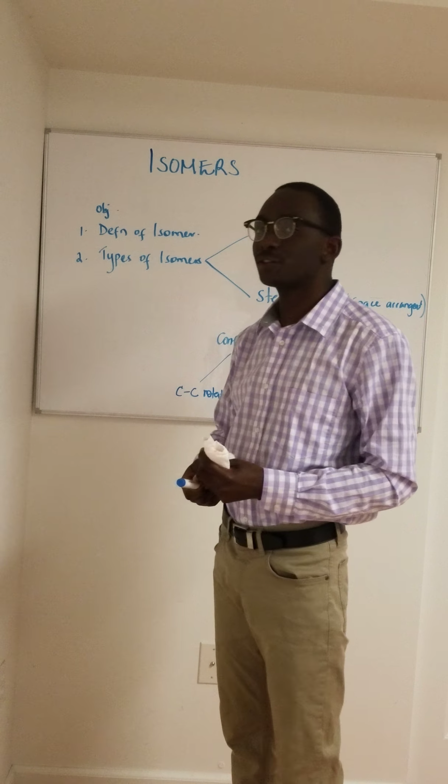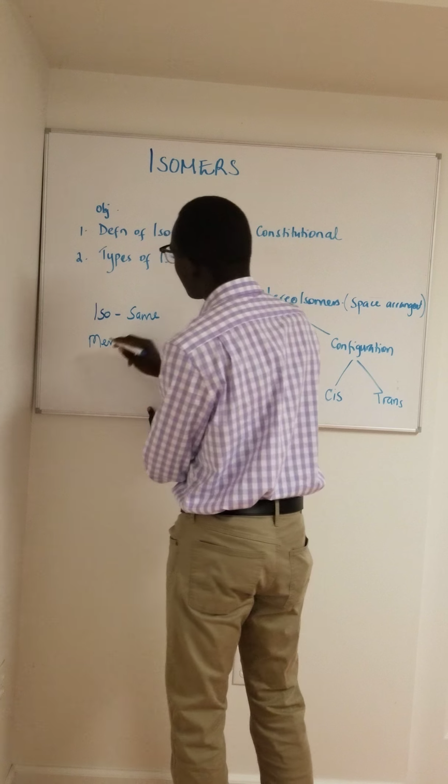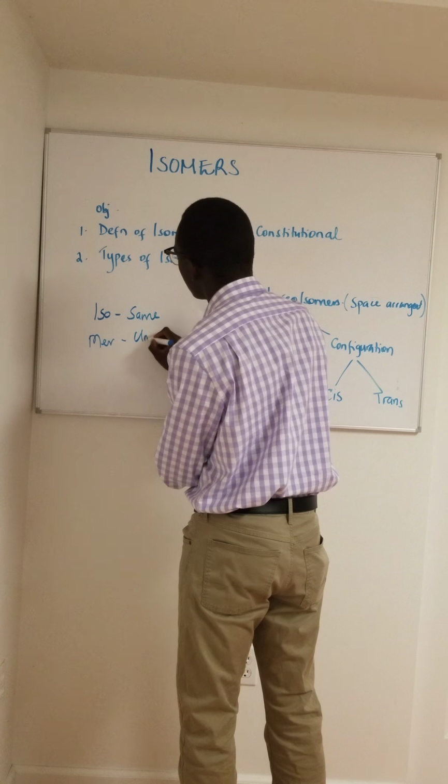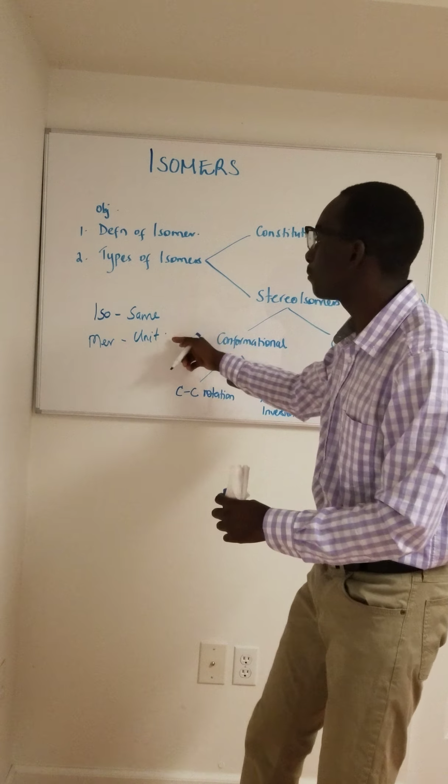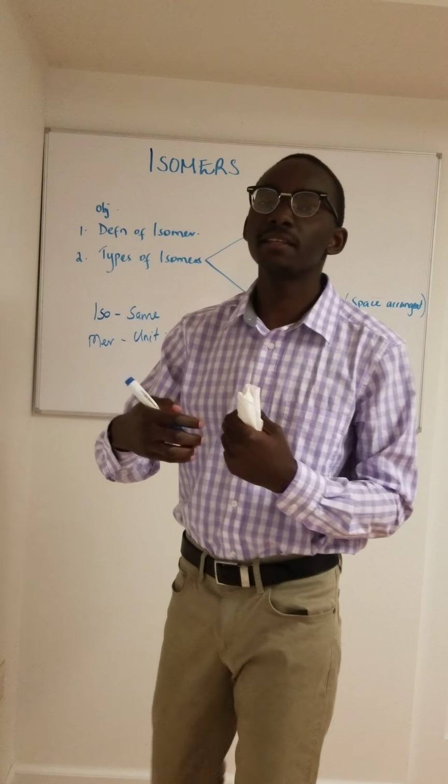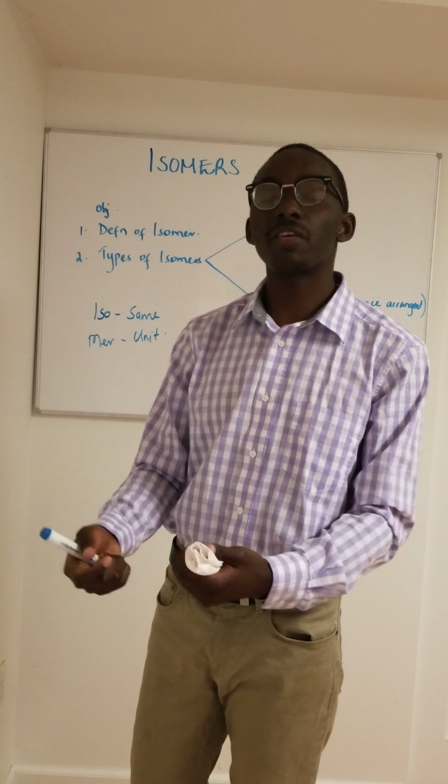So to begin with the definition of an isomer, let us first break down the word isomer. Iso and mer. The word iso means the same, and the word mer means unit. So isomers have the same unit. So isomers are compounds that have the same general formula but differ in the arrangement of their atoms.